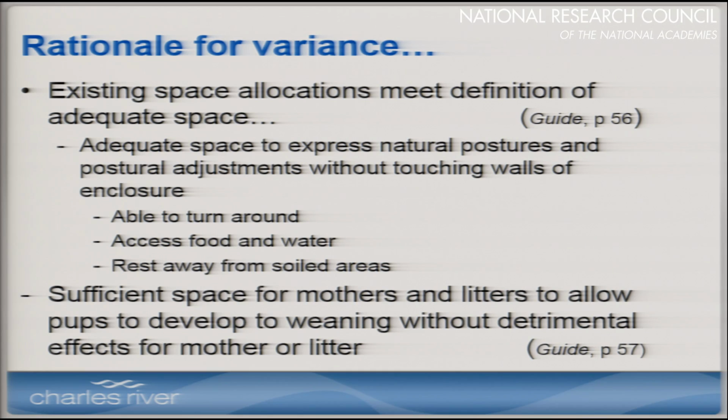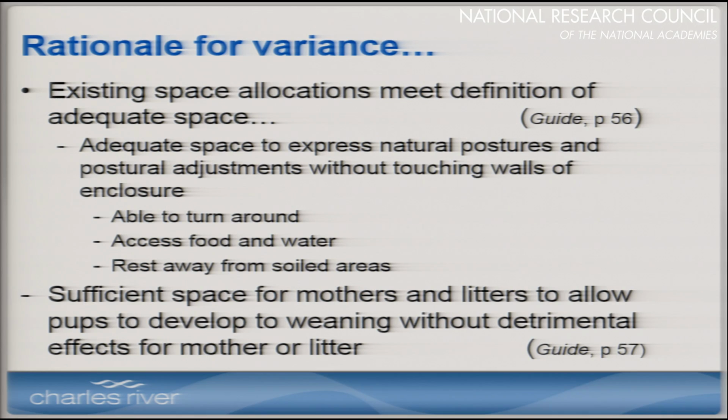And the next step that I'll show you is, given the new recommendation of the guide, the next important step was to repeat some of these studies and specifically look at more indices than we had looked at in the past. Also, the guide provides a minimal definition of adequate space, which is listed here, was discussed in the past couple of talks, and that is animals need the room to express natural postures and postural adjustments without touching the walls of their enclosure. So able to turn around, able to access food and water, rest away from soiled areas. Our current housing system allowed for that.